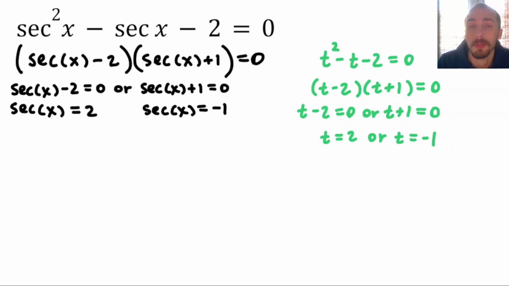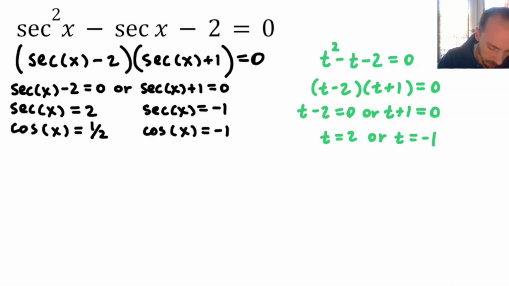I'd rather have it in terms of sine or cosine, or maybe tangent if I had to. And so I know that secant of theta is 1 over cosine theta. So if I want to get cosine theta, I can take 1 over secant theta. And so if secant x equals 2, that means cosine x will be a half. And if secant x is negative 1, that means cosine x will be 1 over negative 1, which is negative 1. Okay, so I've got it down to trig function equals number. That means I can go to the circle.